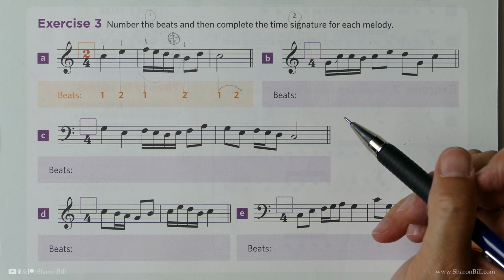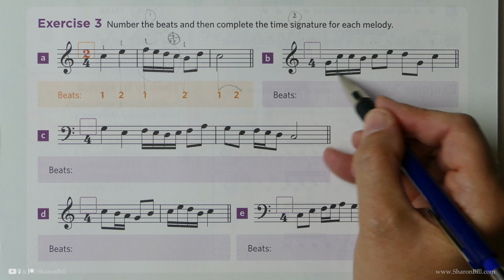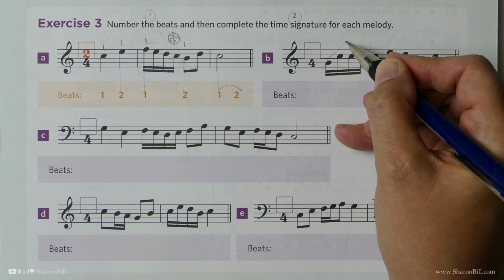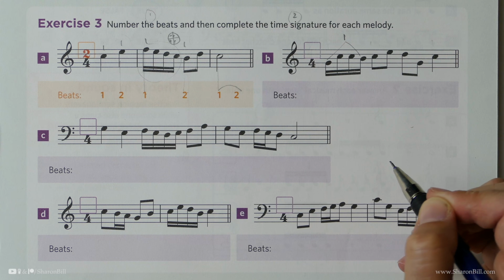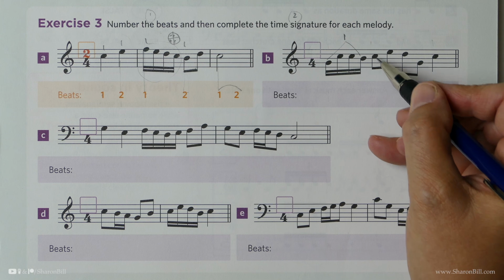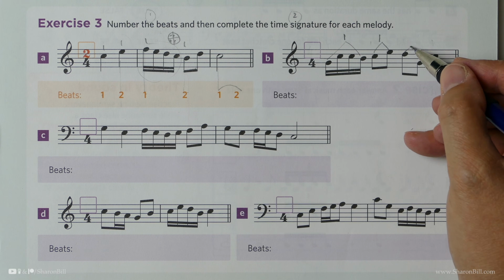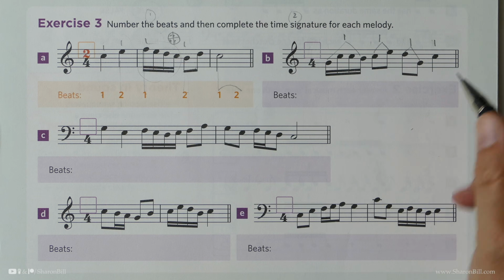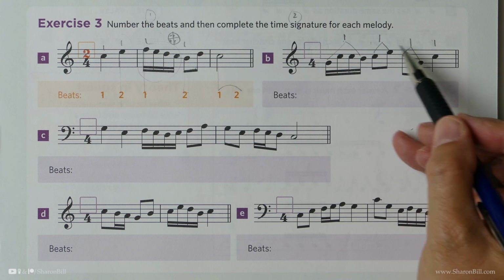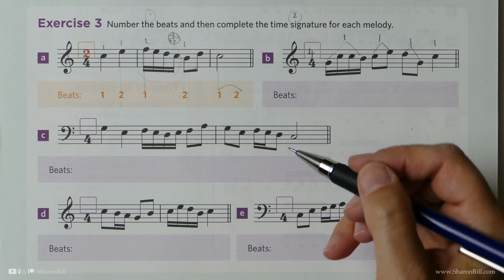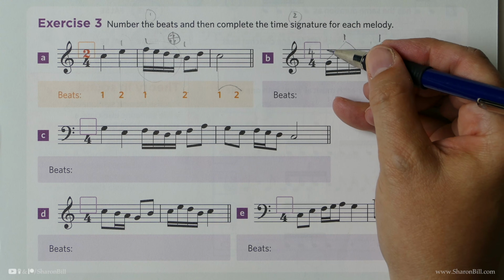So we have 4/4. The semiquaver is a quarter of a beat, which we know gives us a whole beat. A half plus a half, 2 quavers, gives us a crotchet, which is a beat. There's another beat, there's a crotchet beat. So we have 1, 2, 3, 4. So we have 4 beats per bar. And now we're going to show where these beats fall.